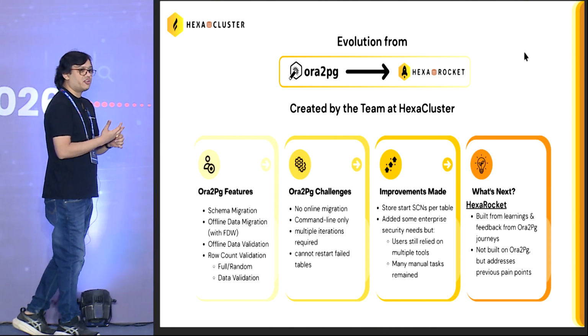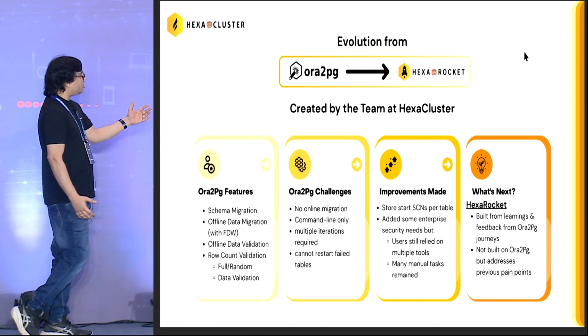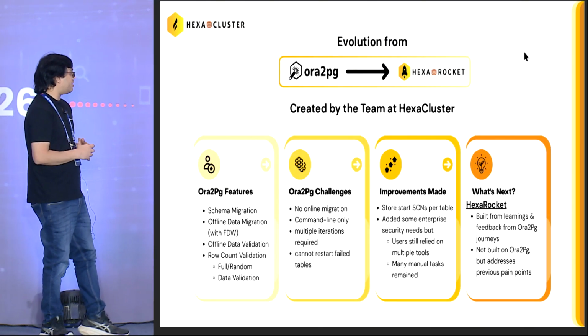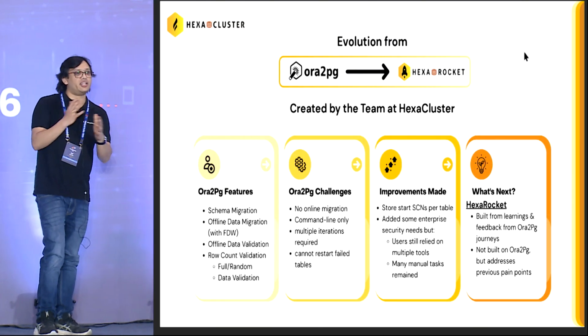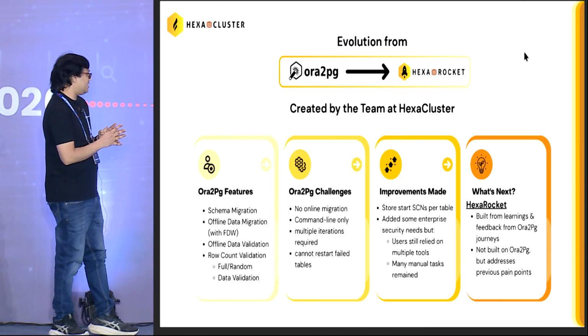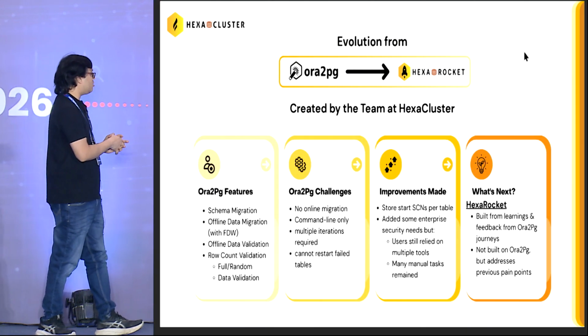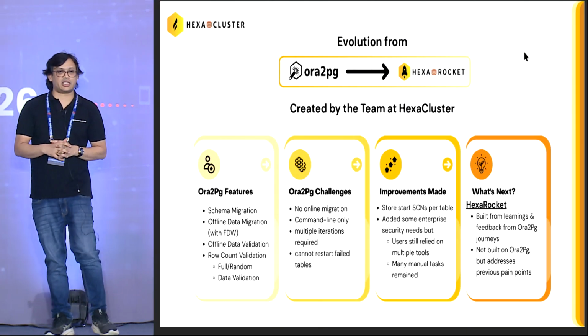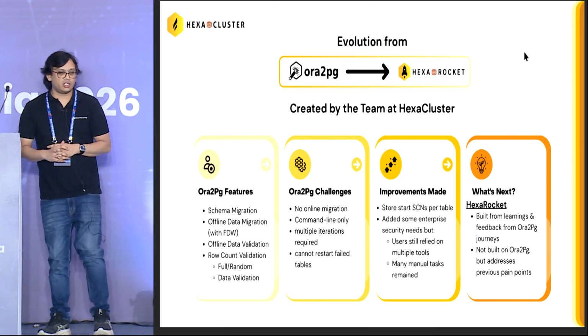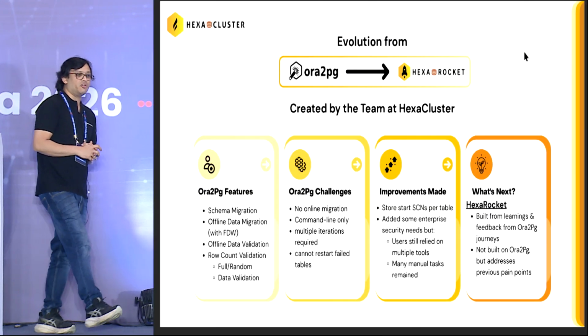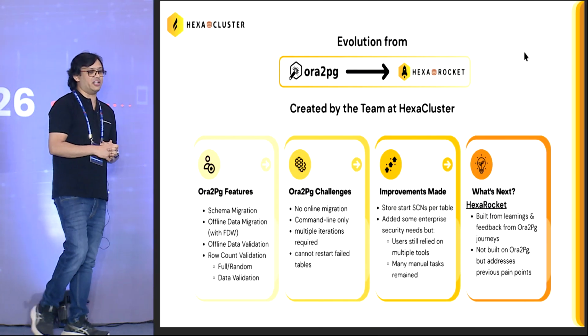Why did we create HexaRocket? Ora2Pg has features like schema migration and offline data migration, right? And offline data validation, row count validation. There are some of the features that I as well contributed related to the FDW support in Ora2Pg and some of the validation functionalities.